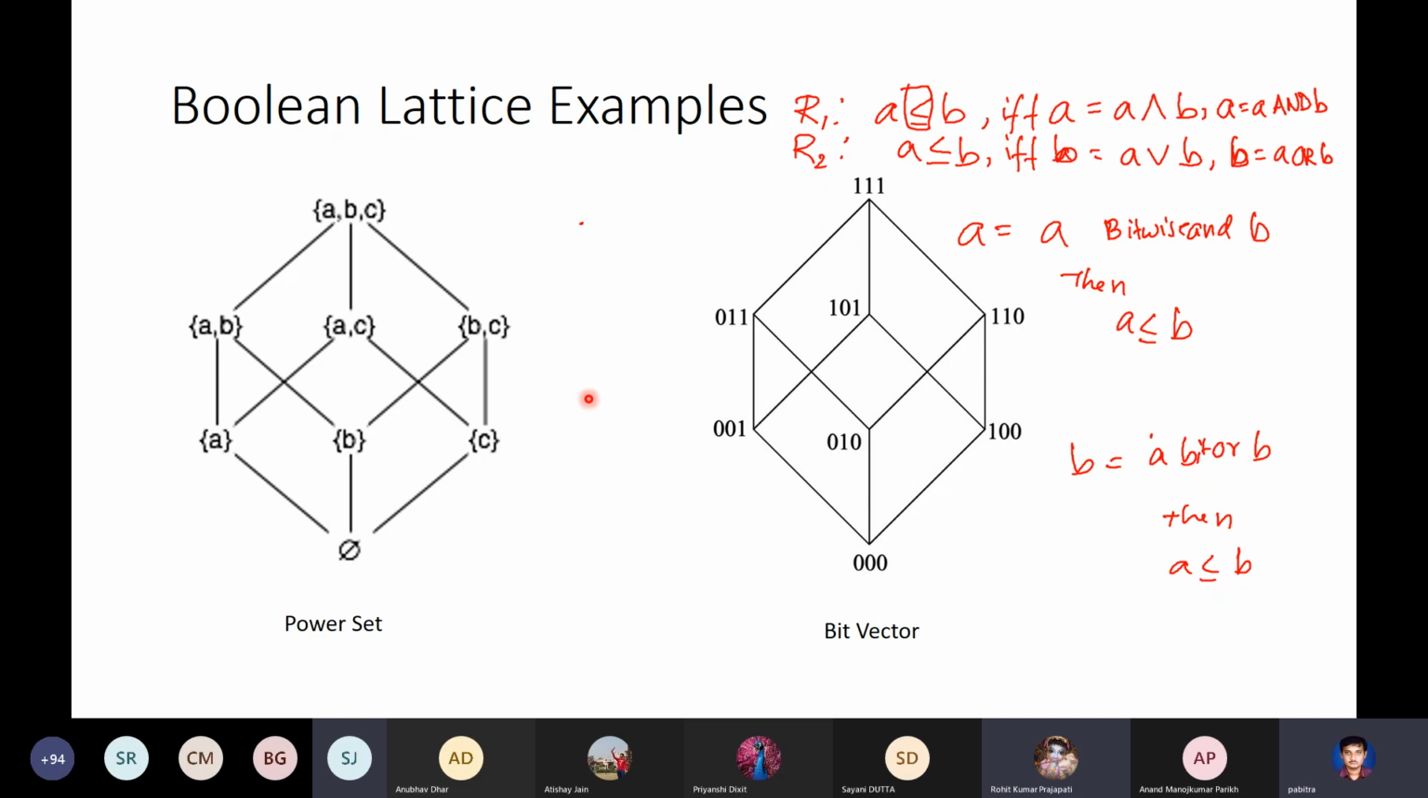In the bit vector lattice, what are the irreducible elements? Very easy. Okay, maybe I'm overshooting the time. So 0 0 1, 0 1 0, 1 0 0. These are irreducible.